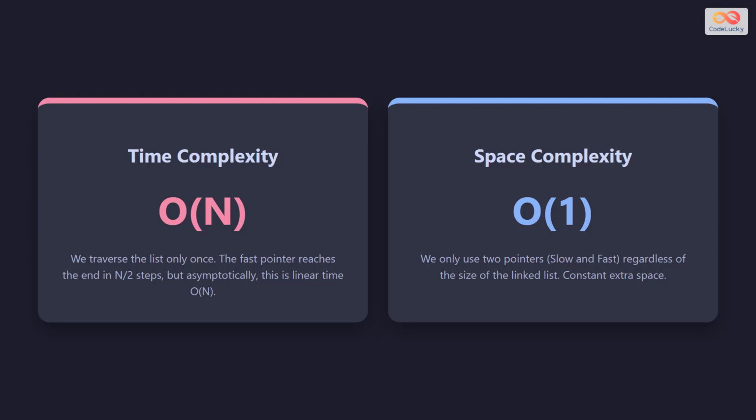Let's analyze the efficiency. The time complexity is O(n) because we traverse the list essentially once. The space complexity is O(1) because we only use 2 pointers regardless of how large the list becomes. This is optimal.